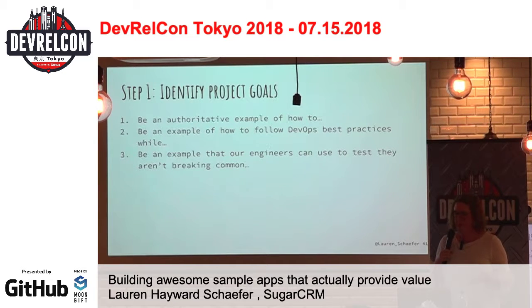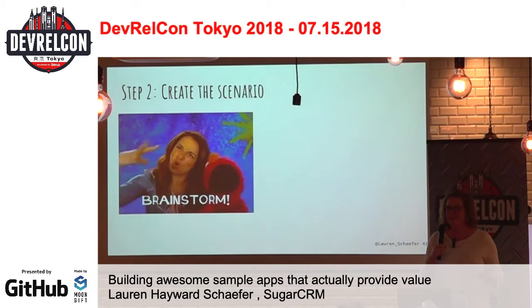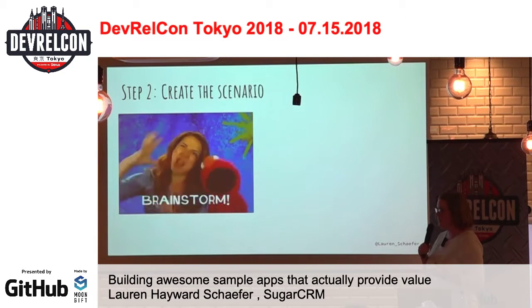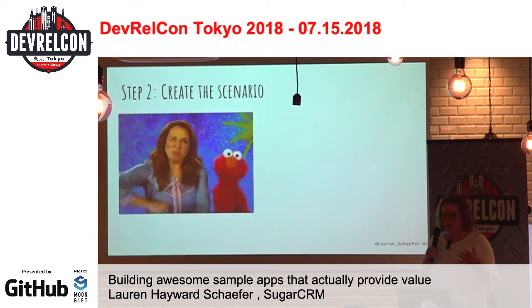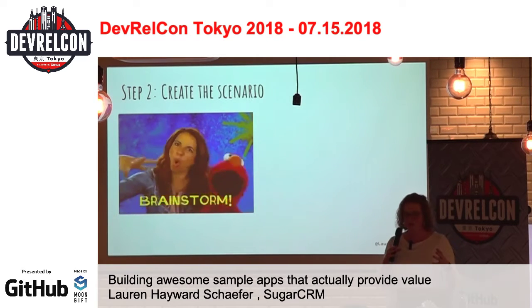So maybe you want to be an authoritative example of how to use your tools when building a project. Maybe you want to be an example of how to follow DevOps best practices while utilizing your APIs. Maybe you want to be an example that your engineers can use to test they aren't breaking common API uses. So you're going to have a variety of goals here, but those are just some ideas to get you started. Next, create the scenario. So get people together, talk about what a good scenario for your use case would be. Consider what are common uses. You want to make sure that your scenario is big enough to cover all those common uses.